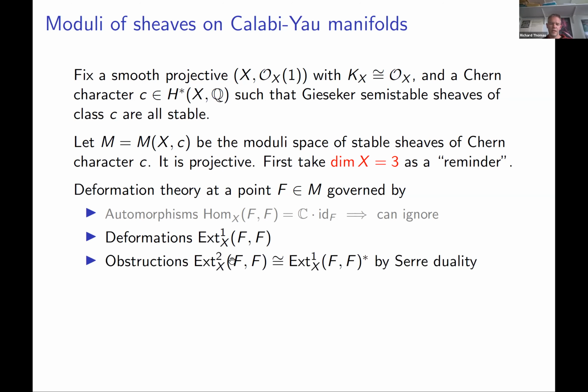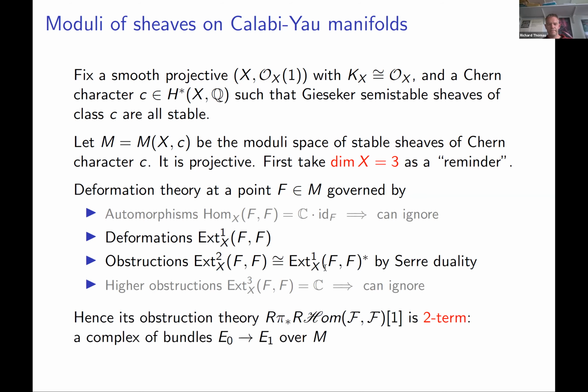Deformations are governed by Ext^1. Obstructions are governed by Ext^2, which by Serre duality is the dual of Ext^1. Higher obstructions are governed by Ext^3, and there's nothing higher. And again, you can ignore these. So because we have obstructions, that's what tells you that the moduli space can be singular of the wrong dimension. So the fancy way of saying this, since Behrend-Fantechi, is that there's an obstruction theory. So this is a complex of bundles on the moduli space whose fibers compute or have cohomology Ext^1 and Ext^2.